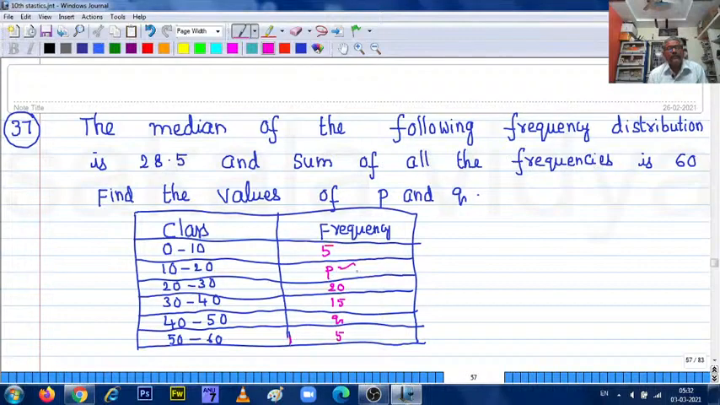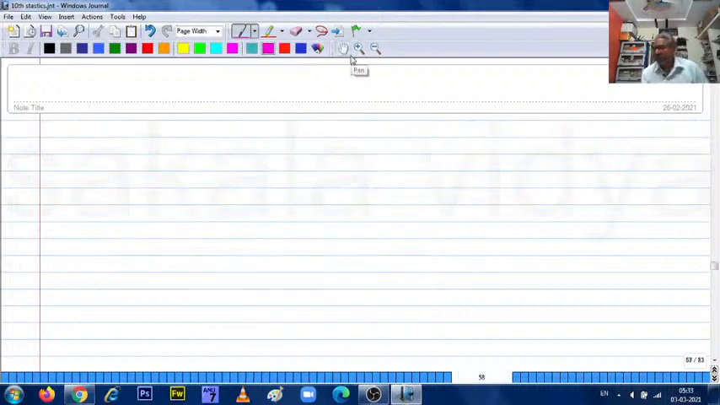So now we need to find out the P value and Q value. Here the median of the distribution is given and the total frequency is given. So with the help of these two values, we need to find out the P value and Q value in the given distribution table. The missing frequencies we need to find out. So how could you find? Let me explain the concept of this problem. This is the last model and tomorrow we are going to discuss yet another chapter, that is the probability chapter.